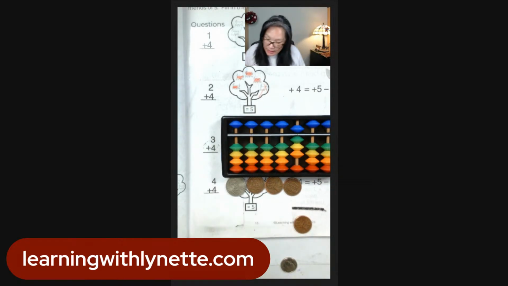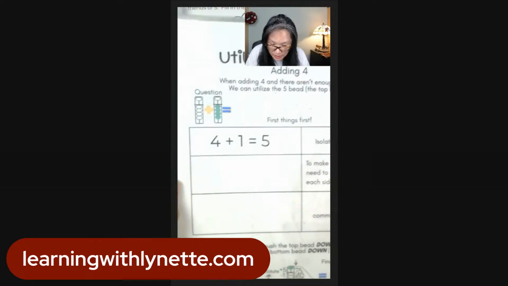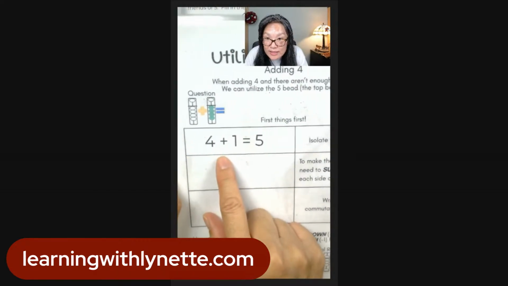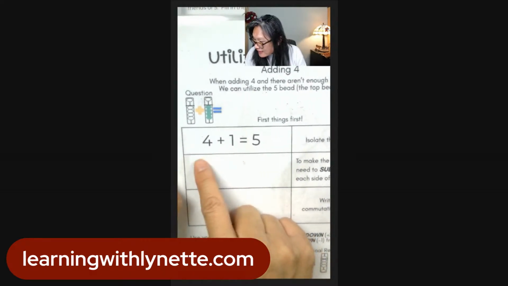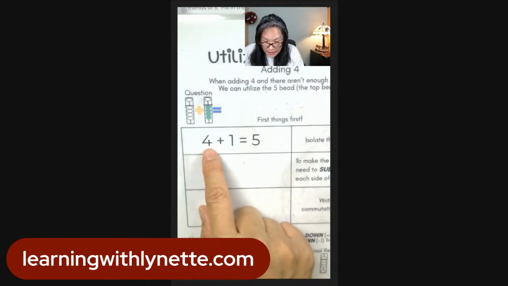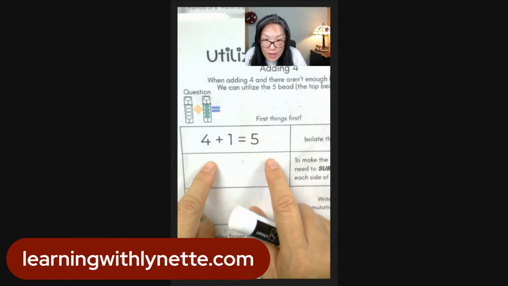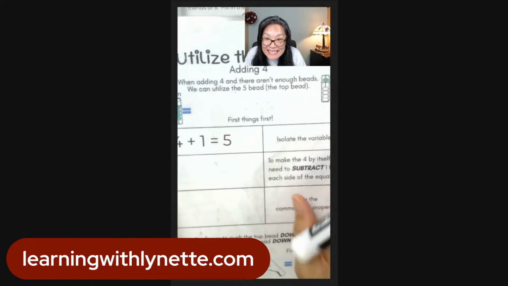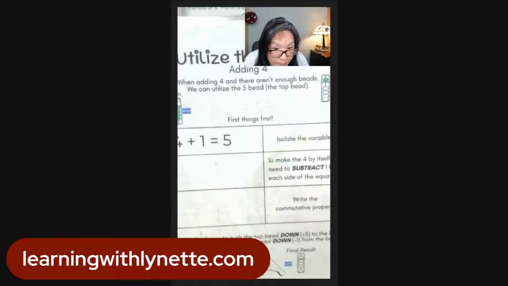So it's interesting because we talk about how it's very difficult for the kids to understand algebra. What do you mean? So here is the equation. We know this. This is a fact family. This fact family is a 1 and a 4 to make 5. But guess what we're going to do? We're going to isolate the variable. This is what we're going to do. We're going to power it up.